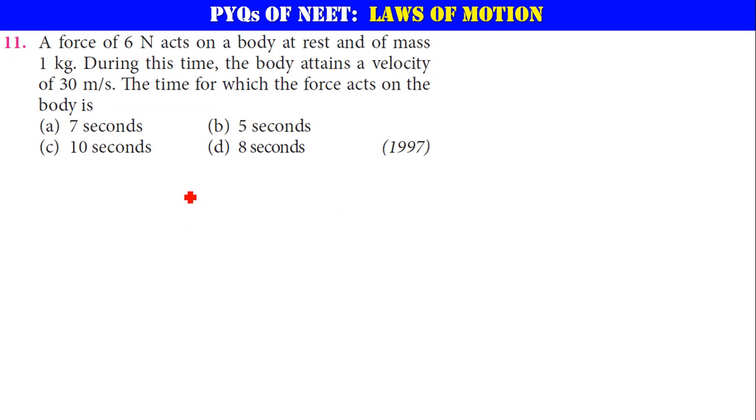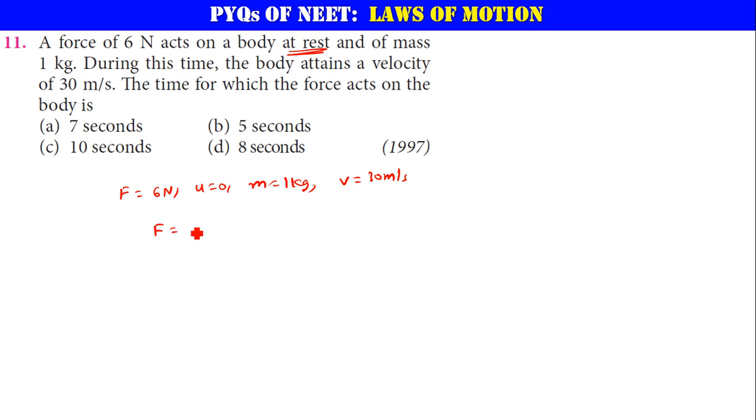Next, a force of 6 newtons acts on a body at rest, of mass 1 kg. During this time, the body attains a velocity of 30 meter per second. You need to find the time for which the force acts on the body. What is the force? 6 newtons. Initial velocity 0, at rest. Mass 1 kg. What else is given? During this time, the body attains final velocity, 30 meter per second. Next, the time for which the force acts on the body.